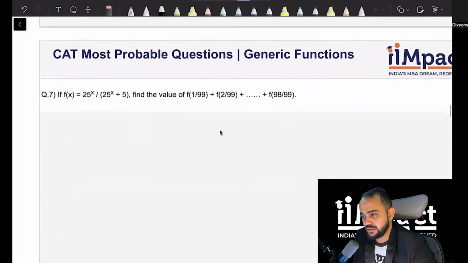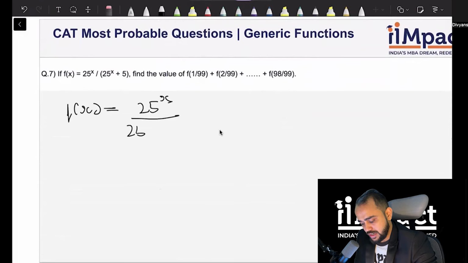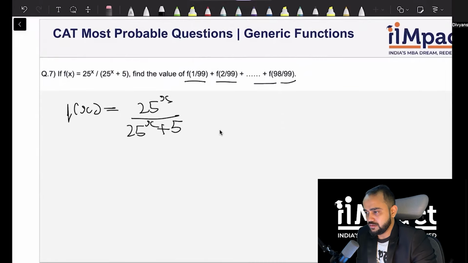All right, let's proceed. Question number 7, f of x is equal to 25x. So let's write this expression: 25x upon 25x plus 5. They are asking me for the sum of these 98 terms. So right off the bat, I cannot find each of these individually and then add them. That is not possible for me, which means that I will have to find some way to reduce my effort, find some sort of pattern.